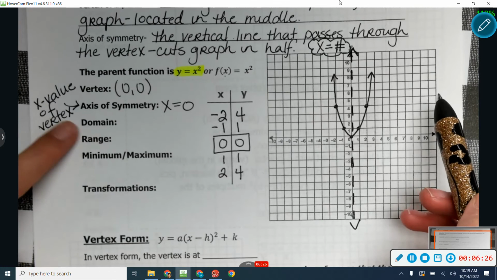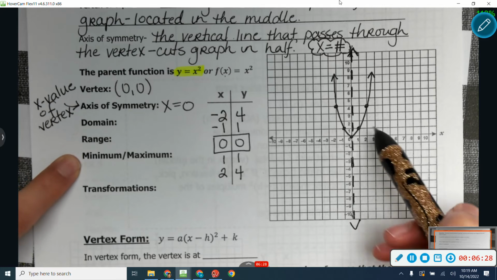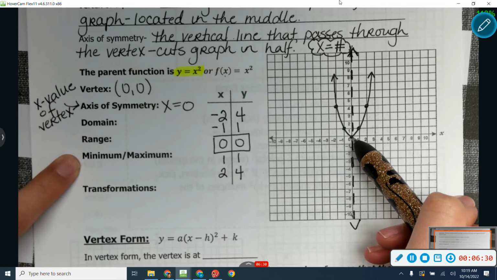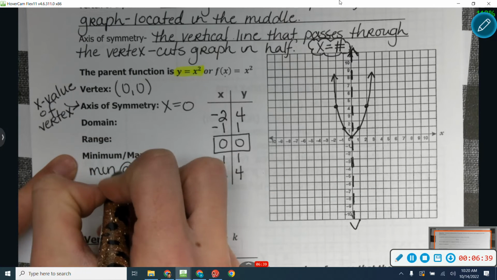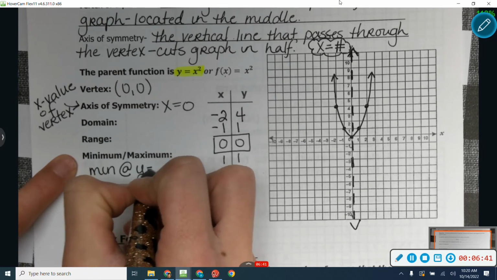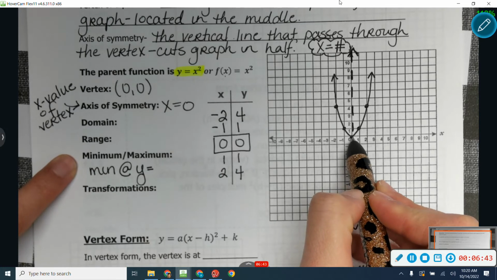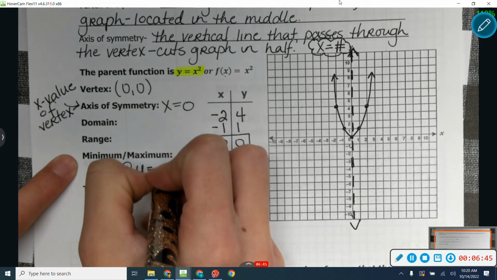Okay, now I'm going to skip domain and range till the end. We're going to look, is my vertex a maximum or a minimum? Minimum. It's my lowest point of the graph. So it's a minimum at y equals what? 0.